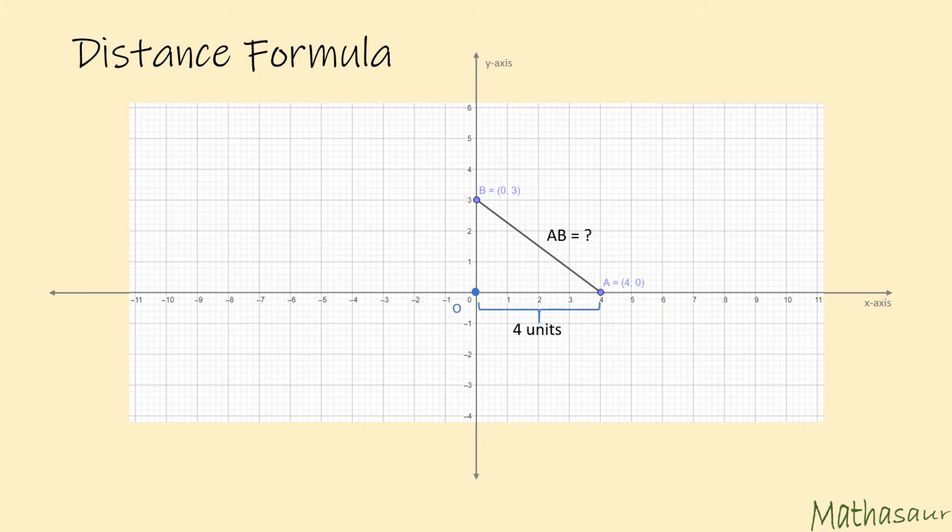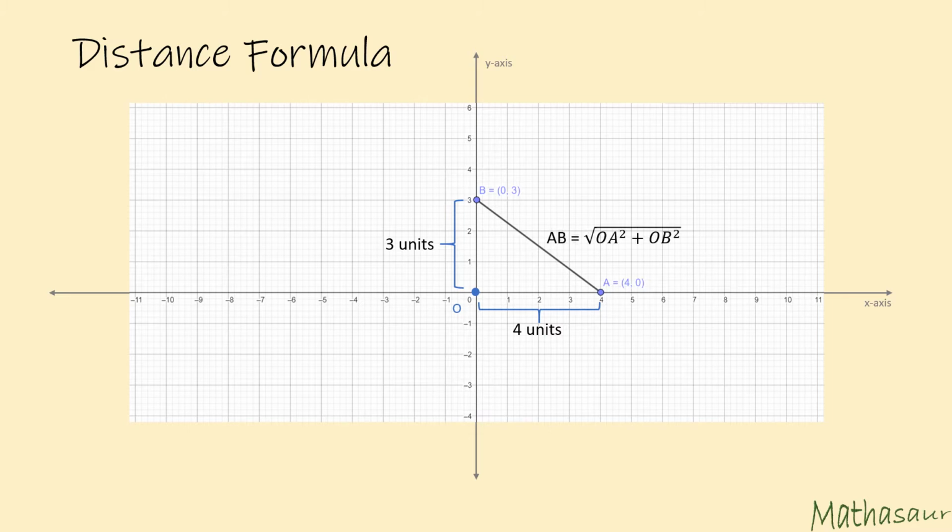We can see from the figure that segment OA is equal to 4 units. Note that the x coordinate of point A is also 4. Also, the segment OB measures 3 units, as can be seen in the figure. You may note y coordinate of the point B is also 3.